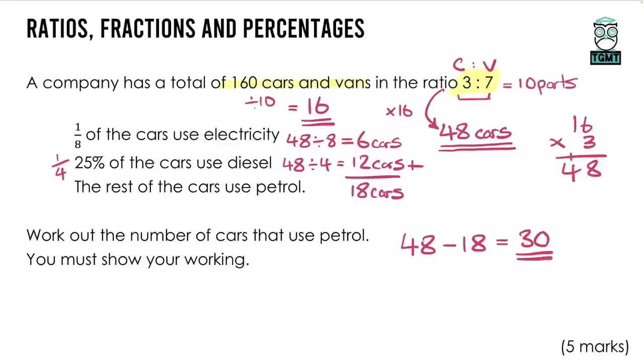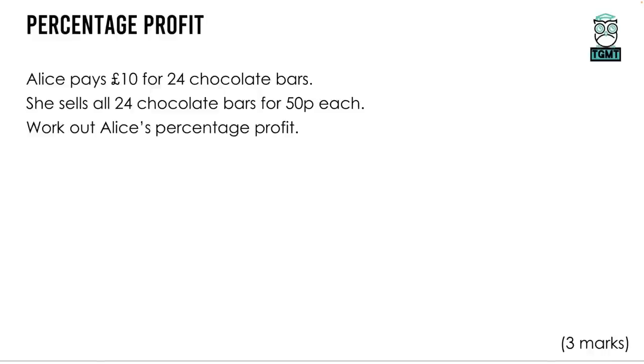Paying close attention to this final line here that says you must show your working. So it's really important along the way to show those steps, like how we found 25% and so on, just to make sure that we are showing our working and getting the full marks for questions like this. Okay, so in this question we are looking at percentage profit.